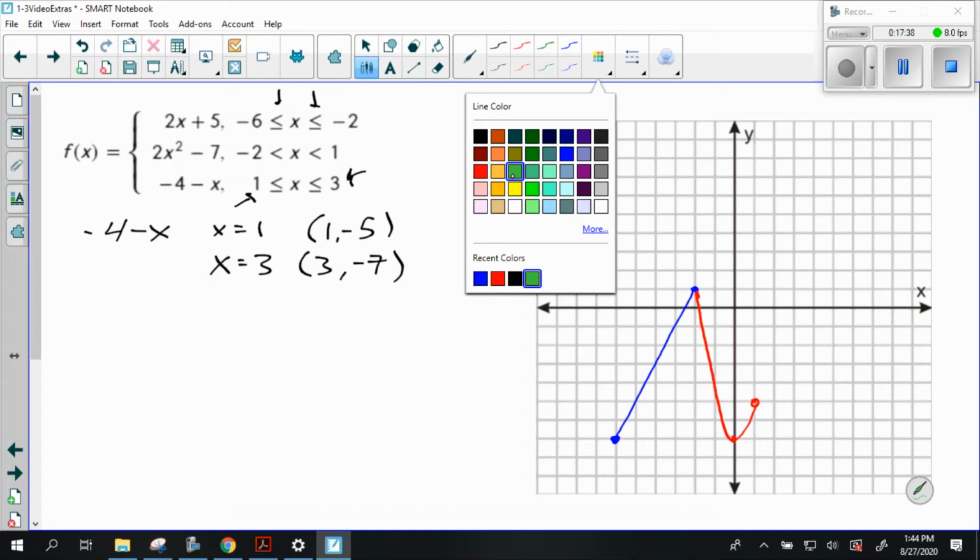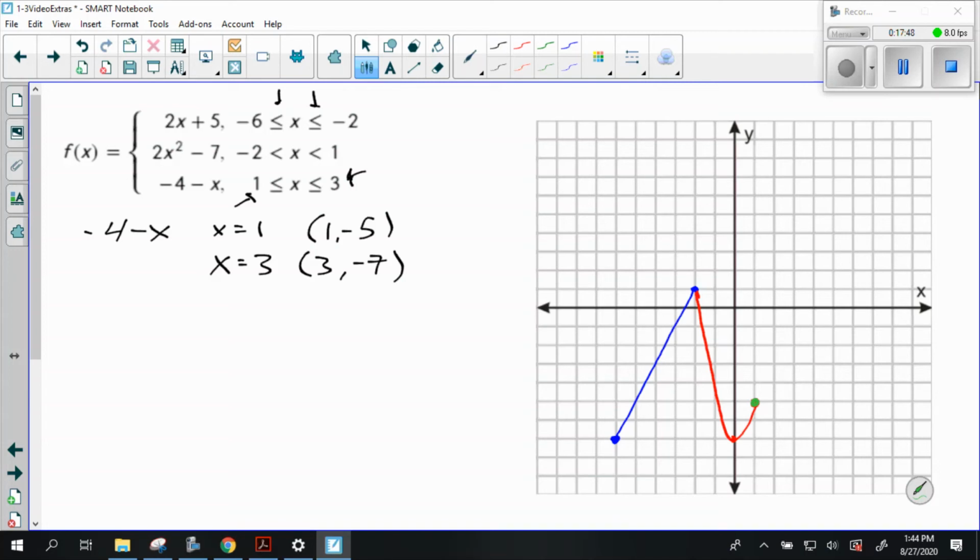Are we including it? Yes. So it should be included here. So we're going to fill it in there. All right. There we go. And we're also including the point at 3, -7 as well. All right, where are we at? 3, 1, 2, 3, 4, 5, 6, 7. So we're including that point. And there we go. All done. We graphed our second piecewise function.